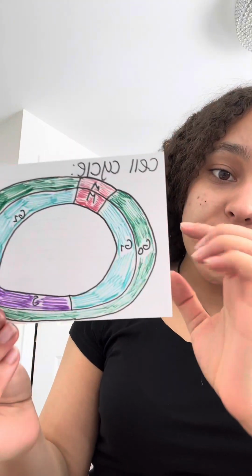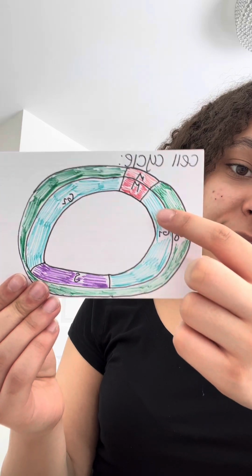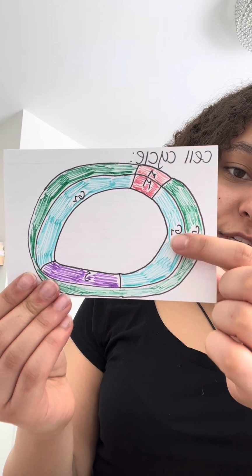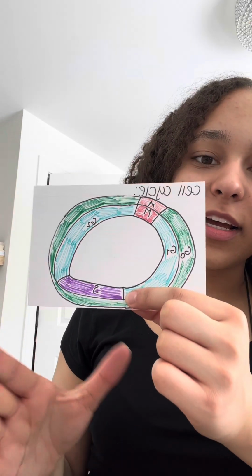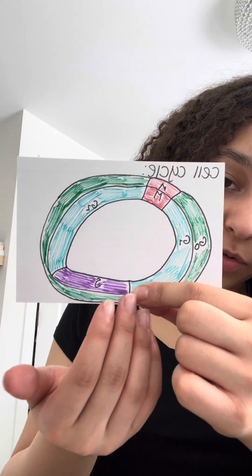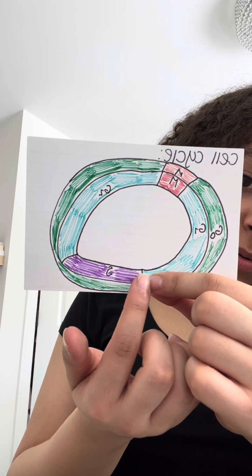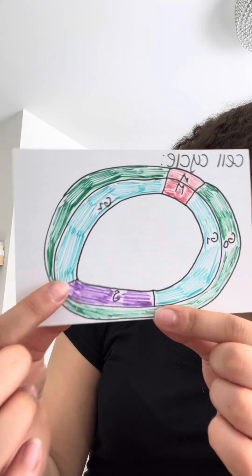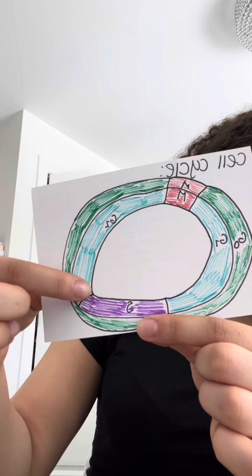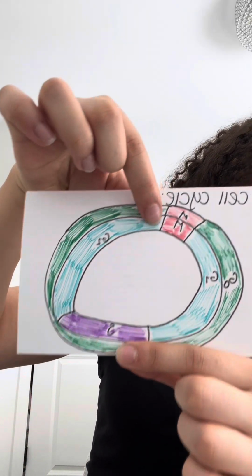So, the first part is G1, where the cell grows. G for growing. The cell grows. It does a stop and check to make sure that everything's super good. And then it goes into S phase. S phase is where it takes a chromosome, so 1, and it replicates itself, having sister chromatids. Once that is replicated and done, it then goes into G2, where it grows again.